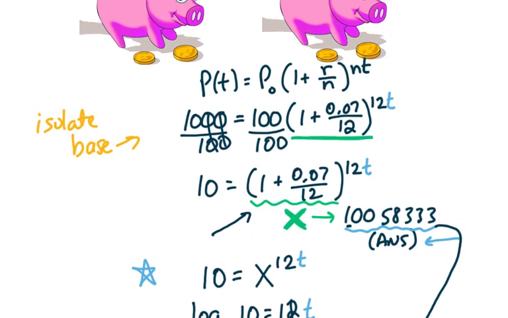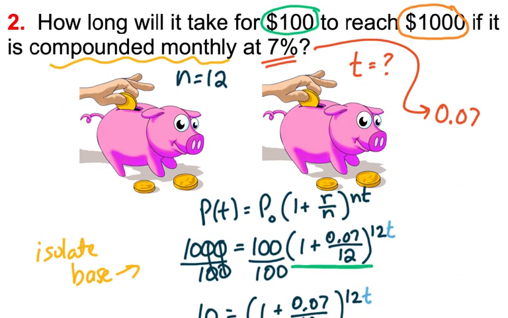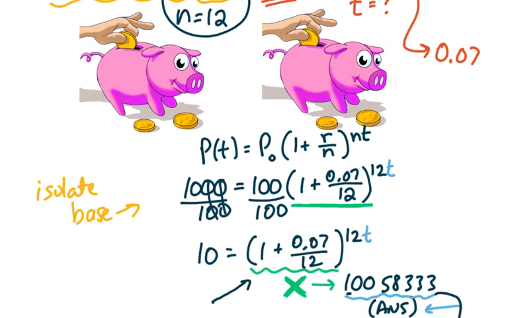So that's pretty good. If we want to go from $100 to $1,000 just by letting it sit in the bank, compounding monthly at 7%, which is a good interest rate, it's going to take about 33 years. Let's look and see how we did that.